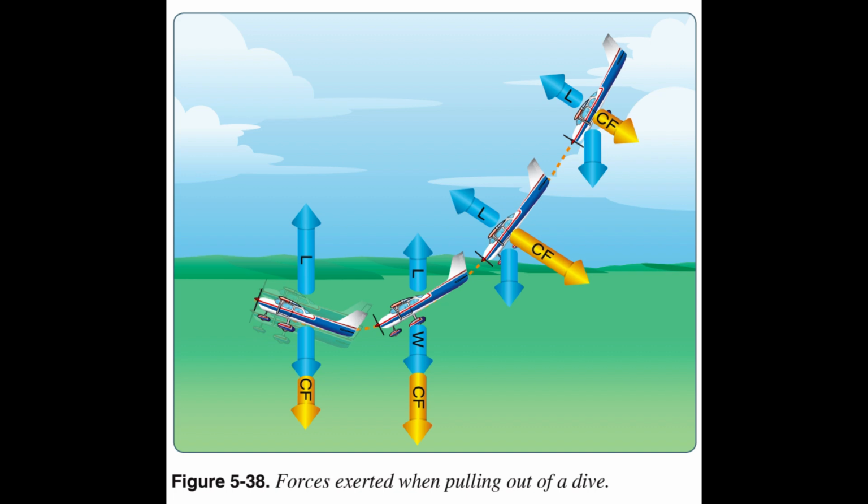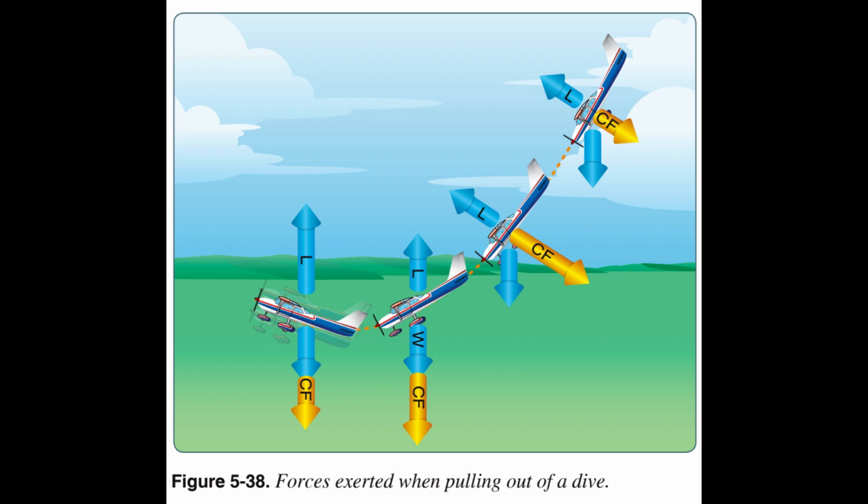Low speed is not necessary to produce a stall. The wing can be brought into an excessive AOA at any speed. For example, an aircraft is in a dive with an airspeed of 100 knots when the pilot pulls back sharply on the elevator control. Figure 5.38.